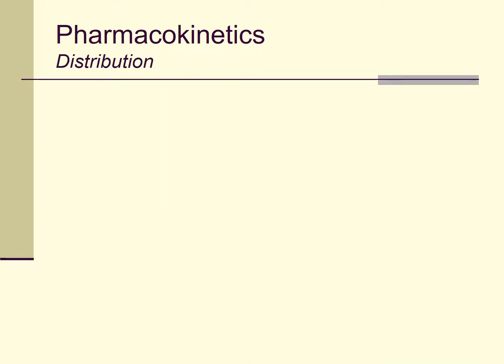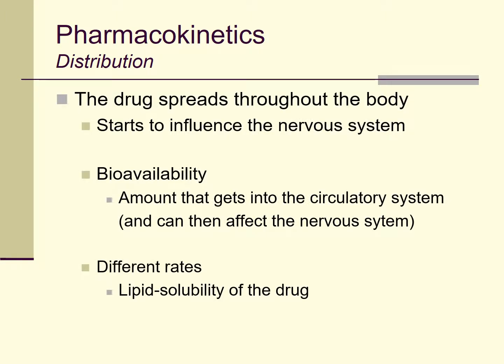So once drugs get into the body, they start to distribute. That is to say, they start to spread through the body and can have the effects that we're looking for on the nervous system. Obviously, this is a psychology class, so we're really interested principally in the effects that different drugs have on the nervous system.